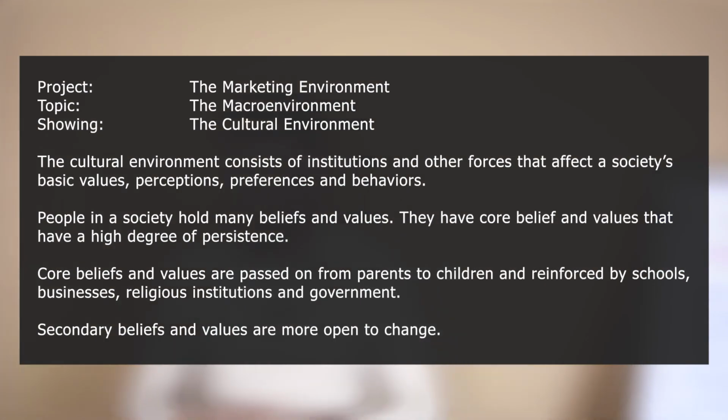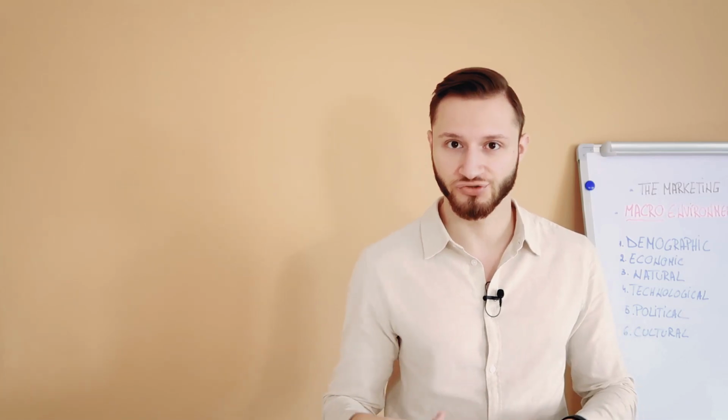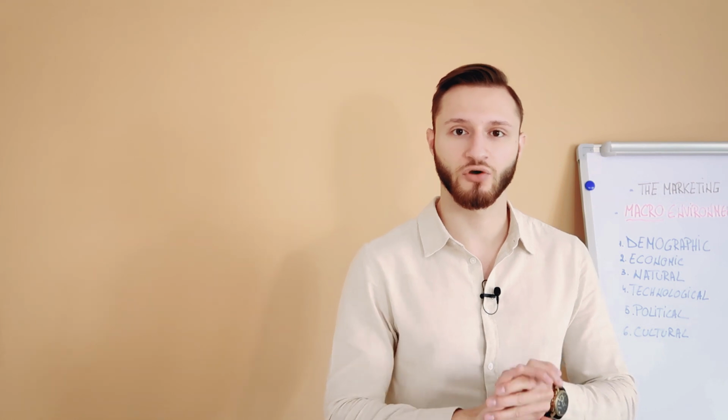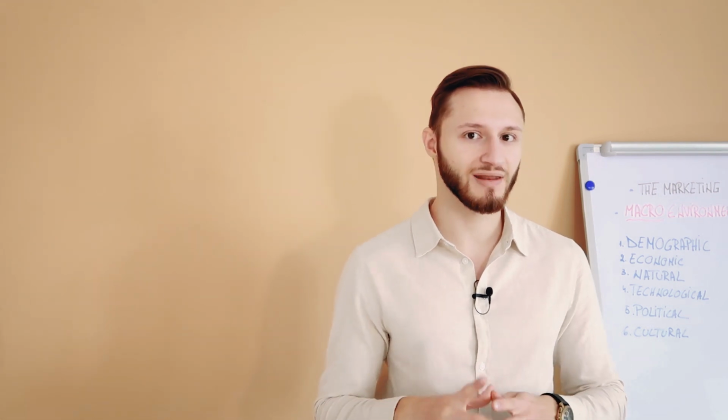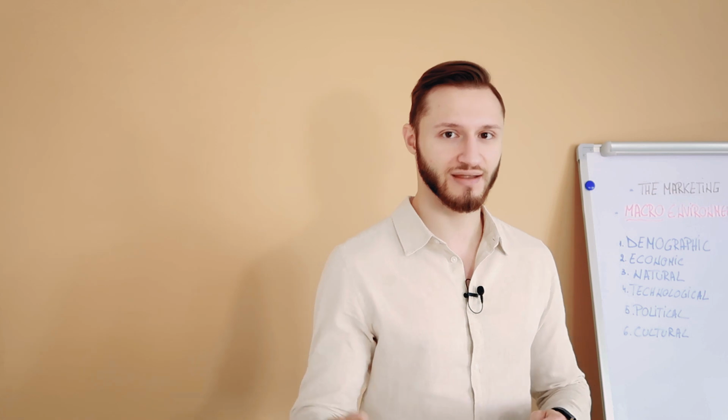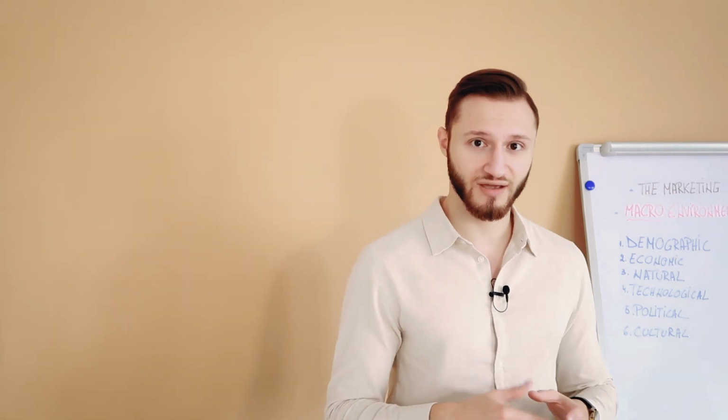Core beliefs and values are passed on from parents to children and reinforced by schools, businesses, religious institutions, and governments. Secondary beliefs and values are open to change. For example, believing in marriage. Most of the time, this is an example of a core belief. However, believing that you have to marry early in life is a secondary belief because you can change it.